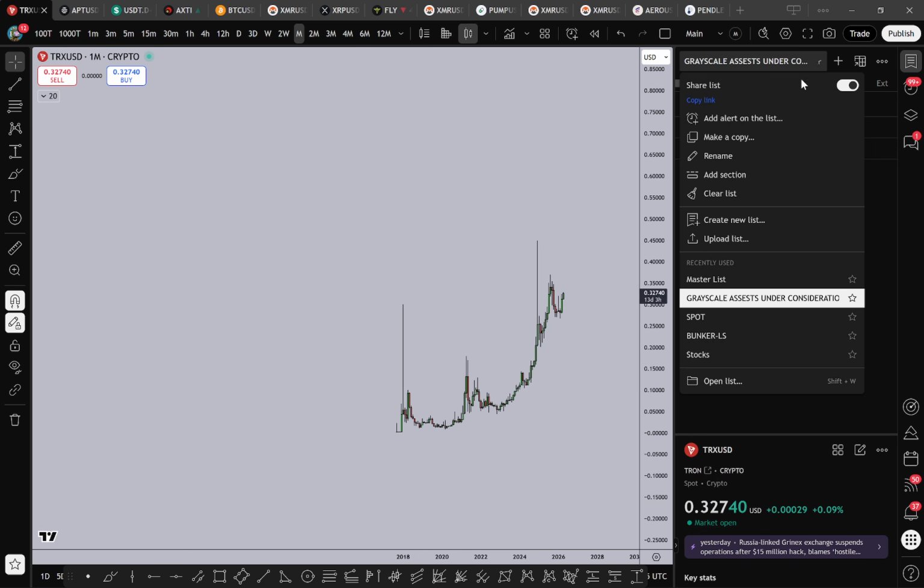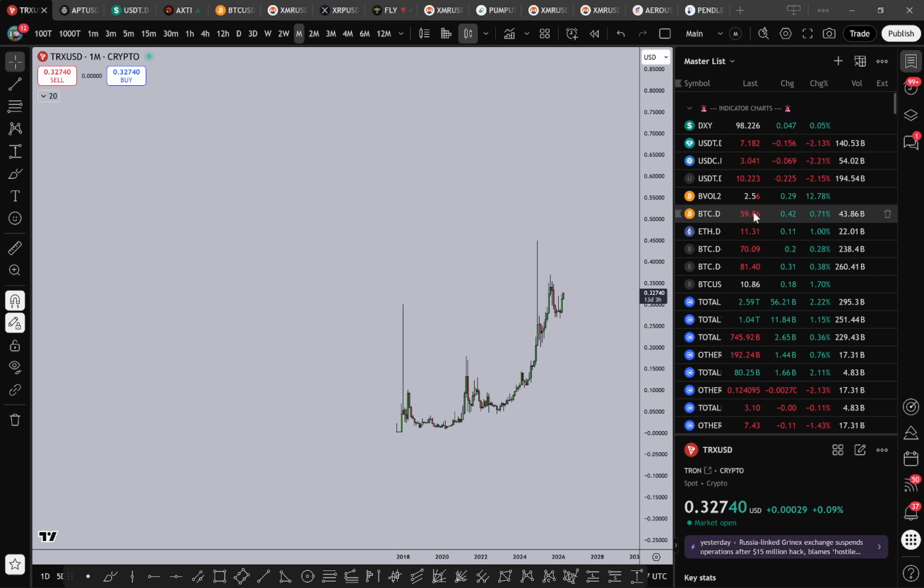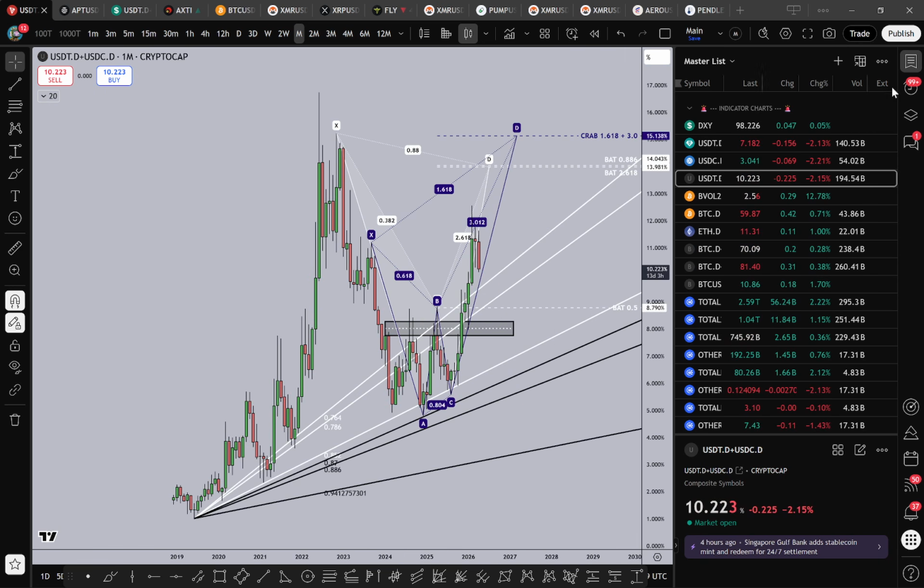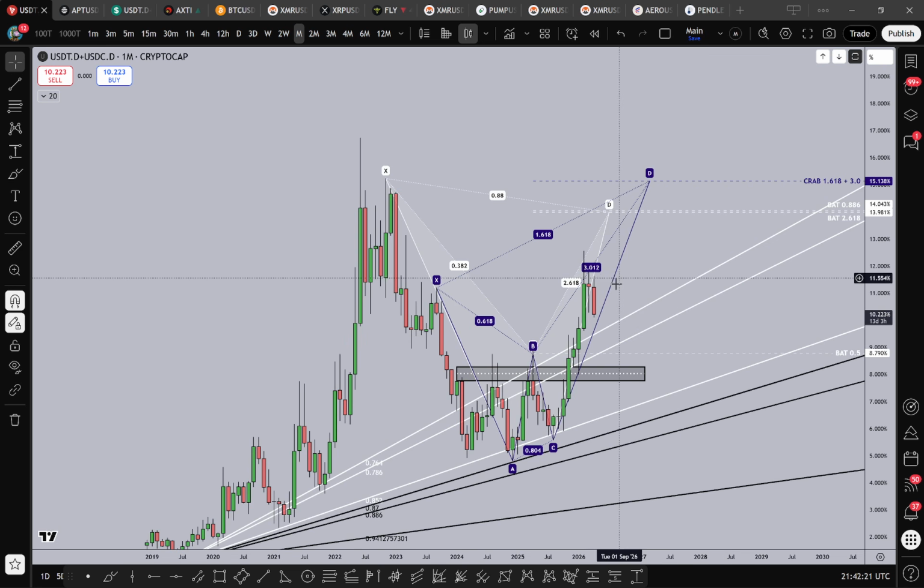So if I go here and I go to master list, we look at USDT dominance plus this. Here's your targets for stablecoin dominance, right? As long as you're above that B, it's the BAT 886, 2.618, and then for an extension you've got the crab 1.618, 3.0 as well.